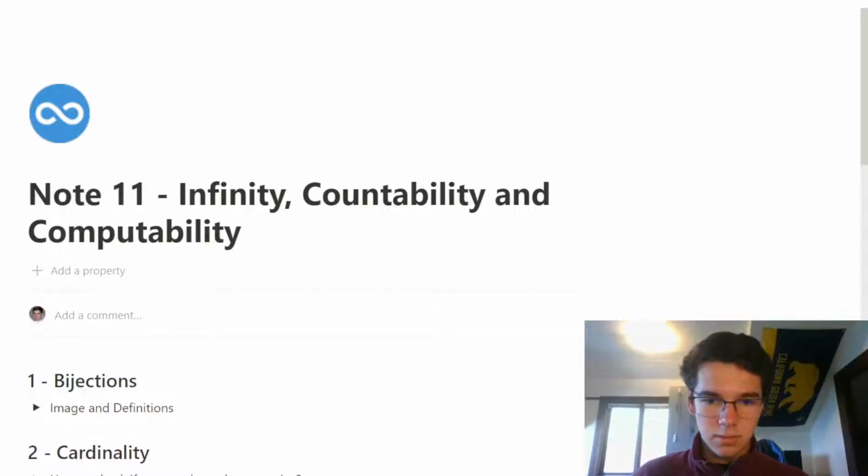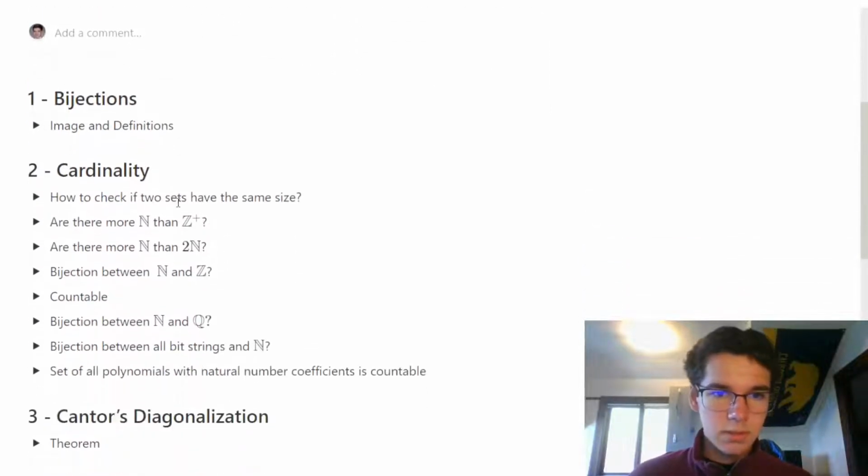Okay, nice. So we are going to be going over Note 11 in CS70. This one is about infinity, countability, and a little bit about computability. It's mostly the first two, I think. But first thing we're going to go over is bijections. We're going to revisit them.